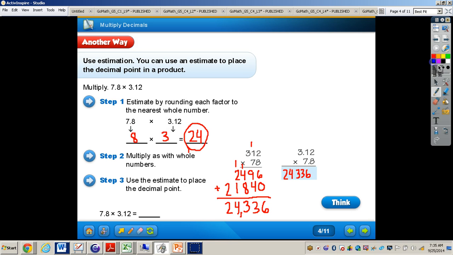Therefore, using a different color of ink here, we can put our decimal point right between the ones and the tenths place, because that is a number that's very close to our estimate. So 7 8/10 times 3 12/100 is going to give us 24 and 336 thousandths. So thinking about your original estimate and looking at your final answer, they should be very close. The product should be close to your estimate.